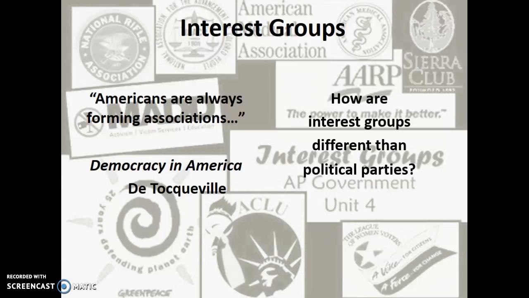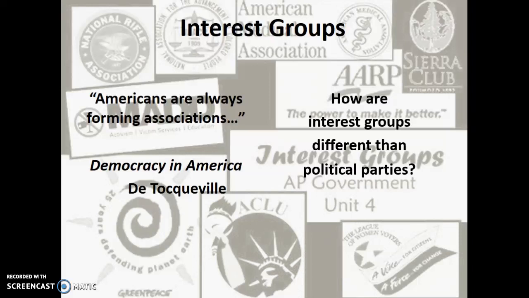When we looked at political parties, we said that political parties are a group of similarly minded individuals that want to shape public policy by winning elections. So how are interest groups different? They just don't try to win elections. You're never going to see a ballot where you have an NRA candidate. You're not going to see a ballot where you have a Mothers Against Drunk Driving candidate.